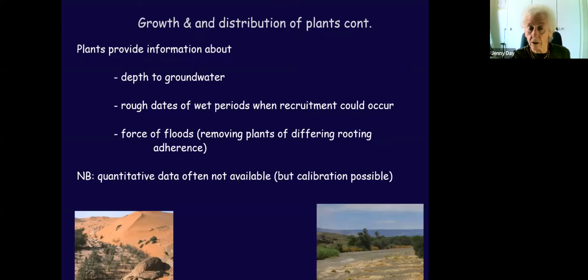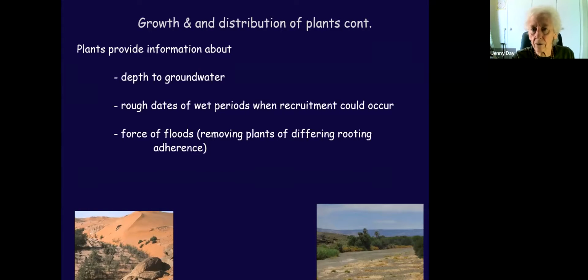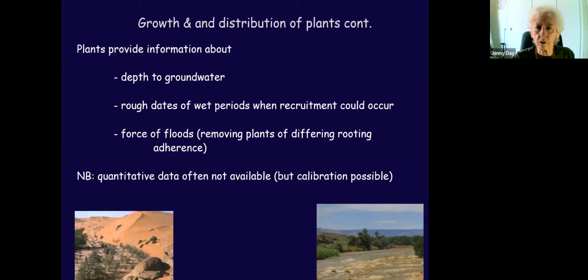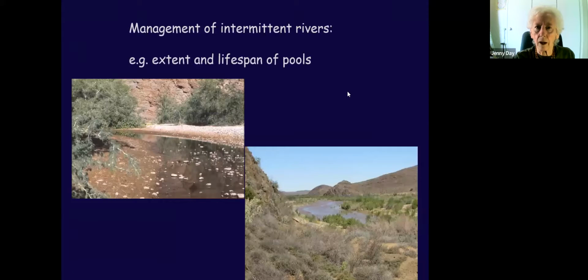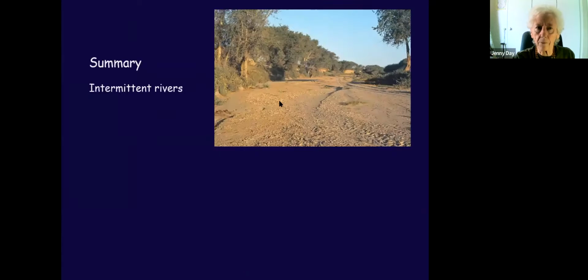Now, of course, all the things that I've said, or almost all of them, are really qualitative. But quantitative data may not be available, it's quite easy to calibrate things like growth of trees and the positions of plants in the riverbed. So it's possible to use all of these to tell us something about what's happening to the water in our non-perennial rivers. The extent and lifespan of pools can also be used in a similar sort of way.